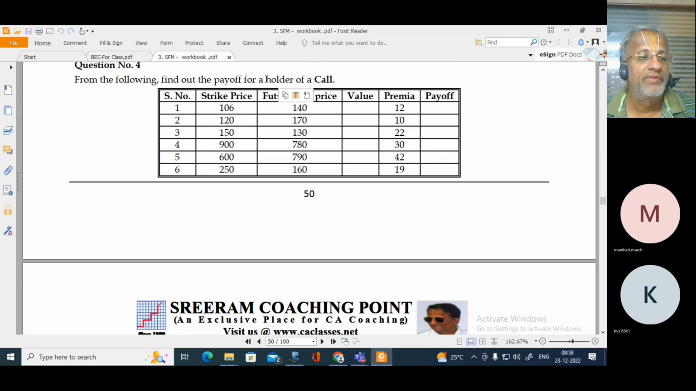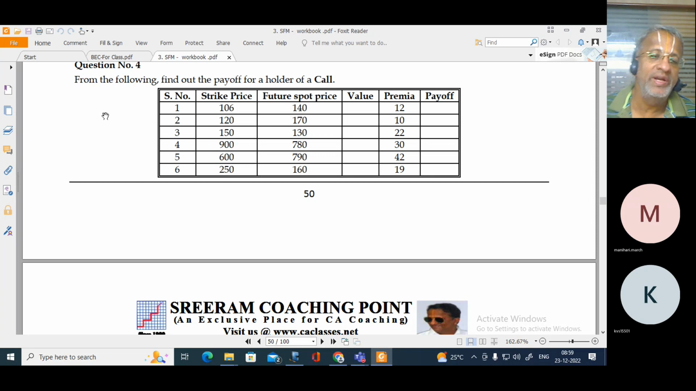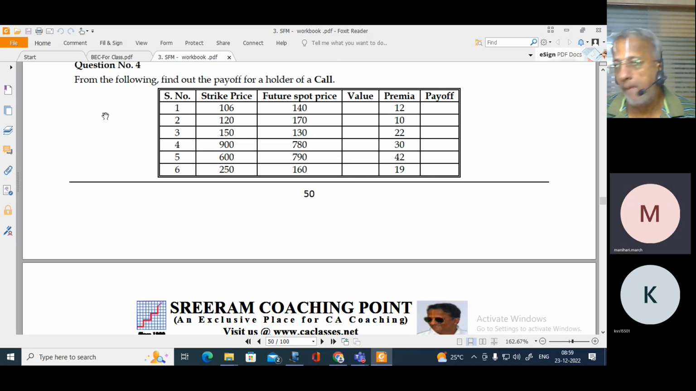Next, from the following, find out the payoff for the holder of the call. So it is situation number, strike price, future spot price, value, premium, and payoff. 106 and 140, value of the call is 34. And 12 rupees being the premium, and the payoff is going to be 34 minus 12, 22. Correct? Yes, sir. Next, 120, 170. 50, minus 10.